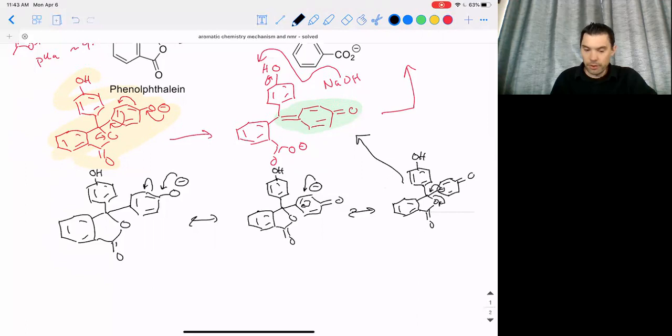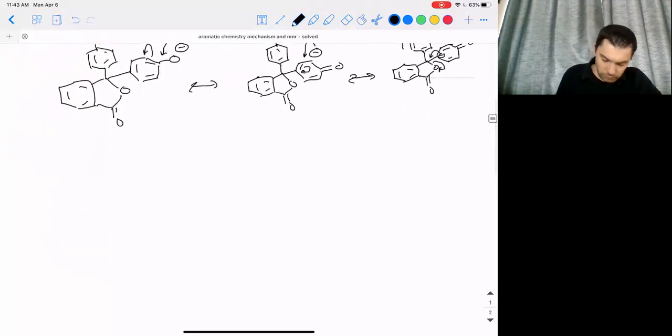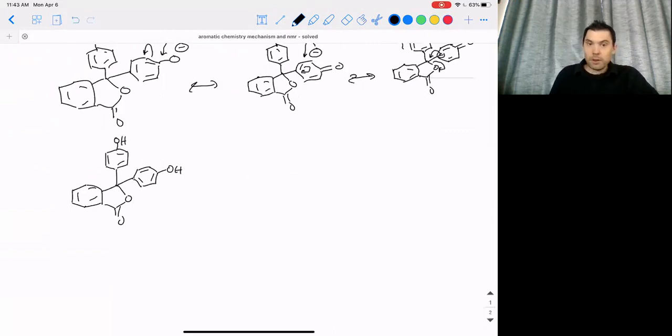All right, so there's a second mechanism that I kind of mentioned a little minute ago. And so I'm just going to redraw the phenolphthalein molecule in its fully neutral form. So here we go. In this case, then we can have hydroxide.